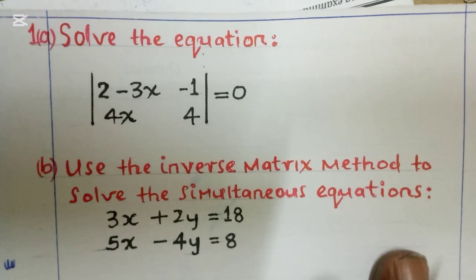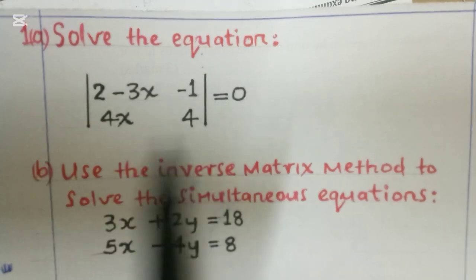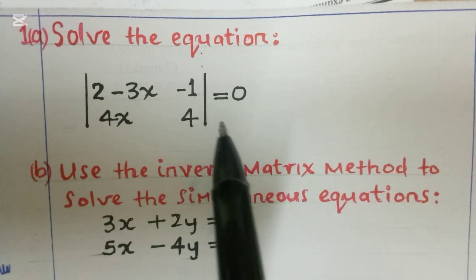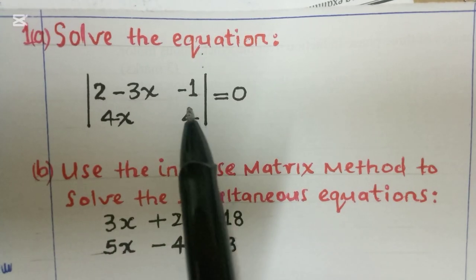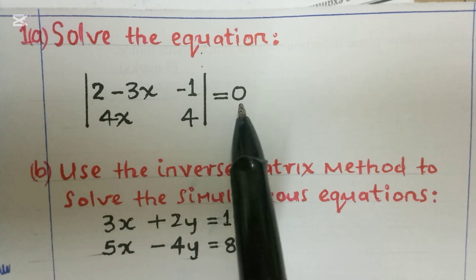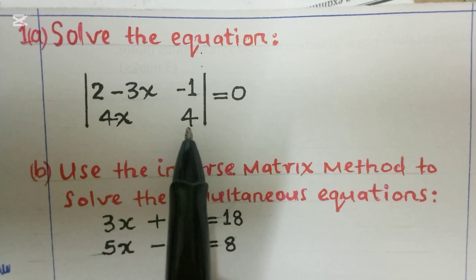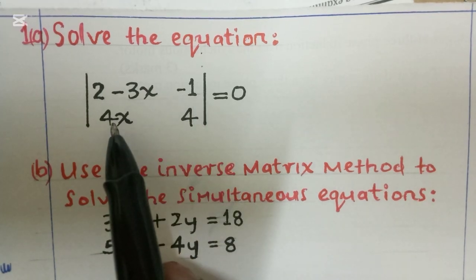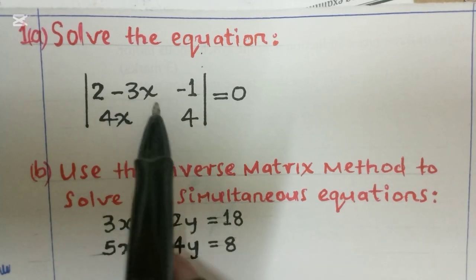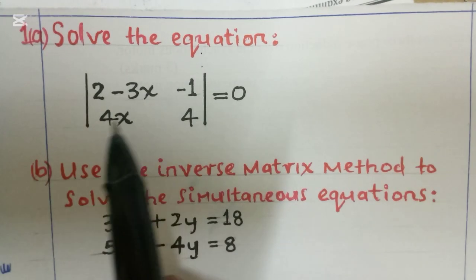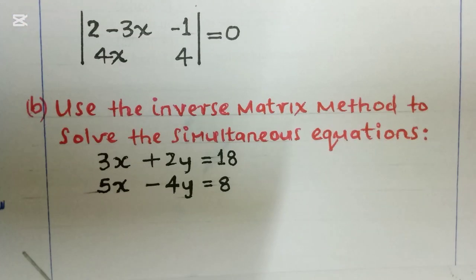So guys, when we look at this, you can see this is actually the magnitude of that matrix, or the determinant, which now gives us 0. So we are actually computing our determinant to 0. And how do we find the determinant? You multiply the product of major diagonal minus the product of minor diagonal. The major diagonal is 2 minus 3x multiplied by 4, minus 4x multiplied by -1, and that's exactly what we are going to do here.